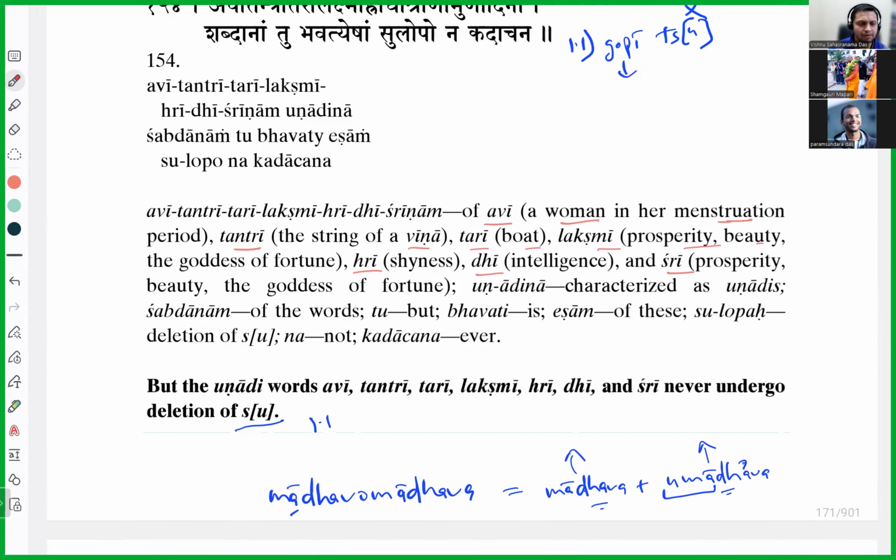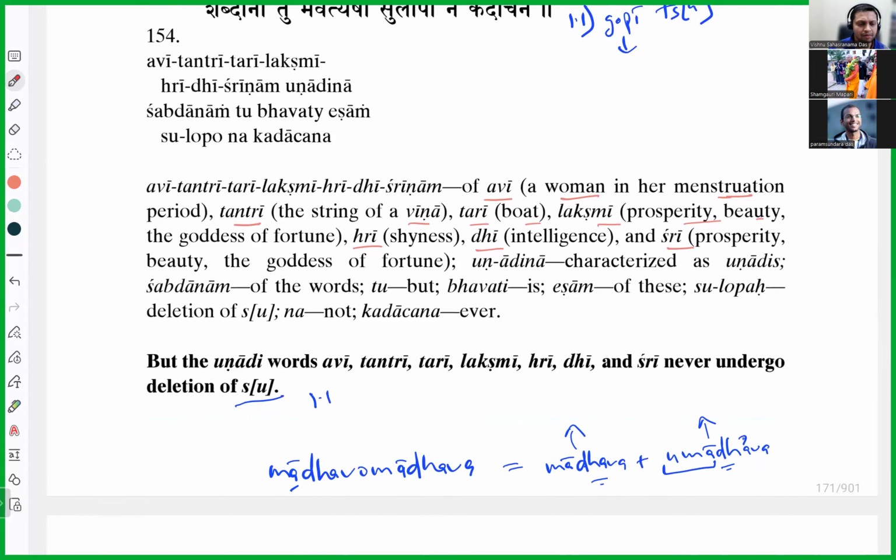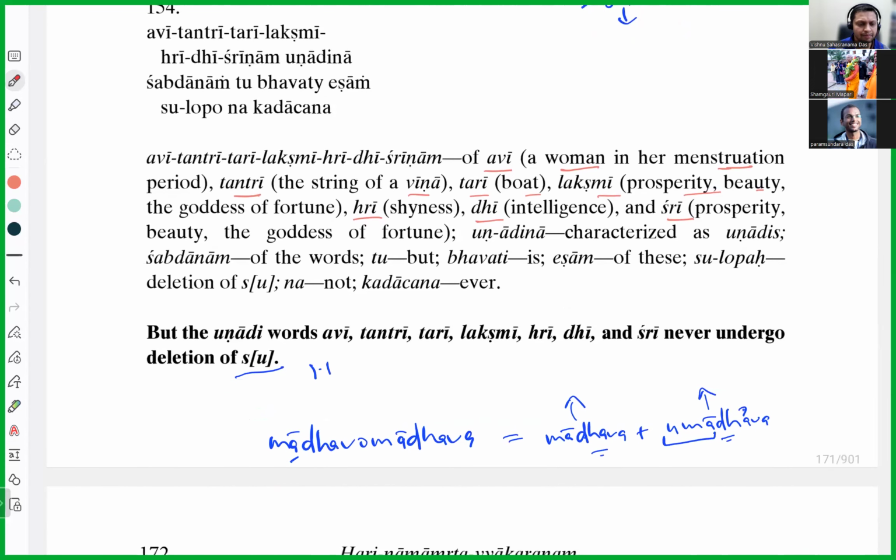But there are a few words which are also Gopi Shabdas: Avi, Tantri, Tari, Lakshmi, Hri, Dhi, and Shri. These words also have the same table like Gopi. But there is one change: in 1.1, in Gopi plus Su, we deleted Su by the sutra Radha Vishnu Janabhyam Ipaschatri Vikramat Sor Haraha.